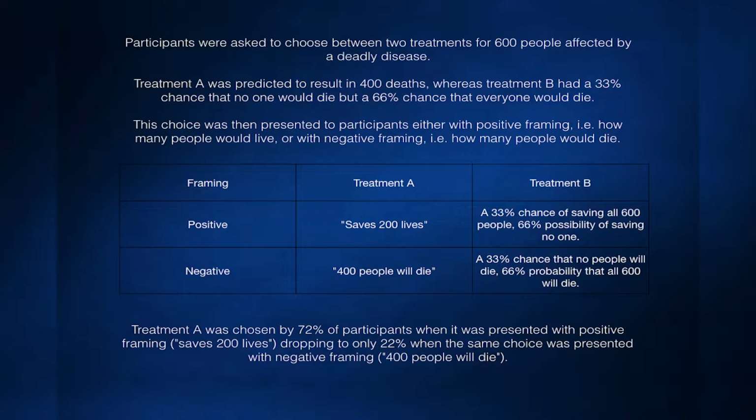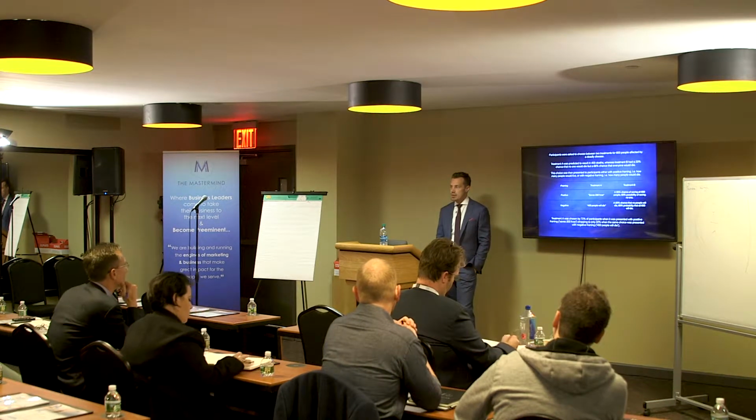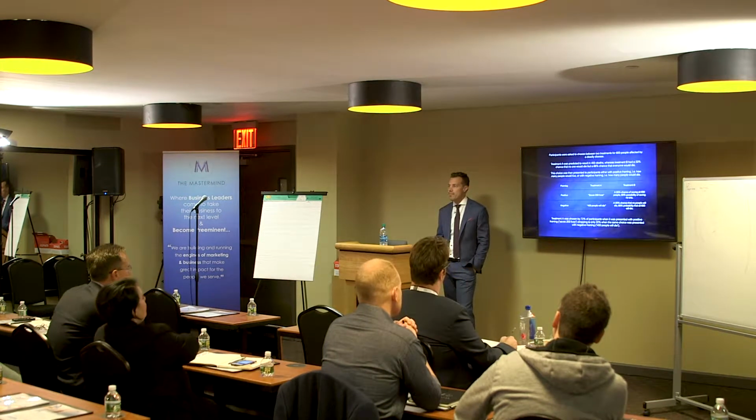So treatment A was chosen by 72% of people when it was presented with a positive framing, dropping to only 22% when it was presented negatively. So by changing the context to this pill is going to save 200 lives, versus this pill, if we give it out to these 600 people, 400 people will die.